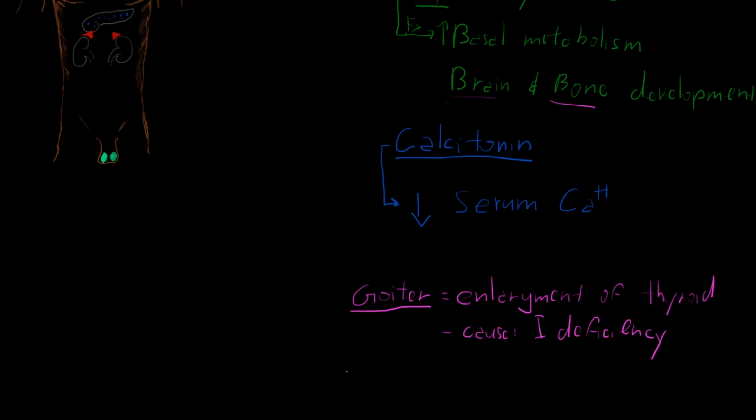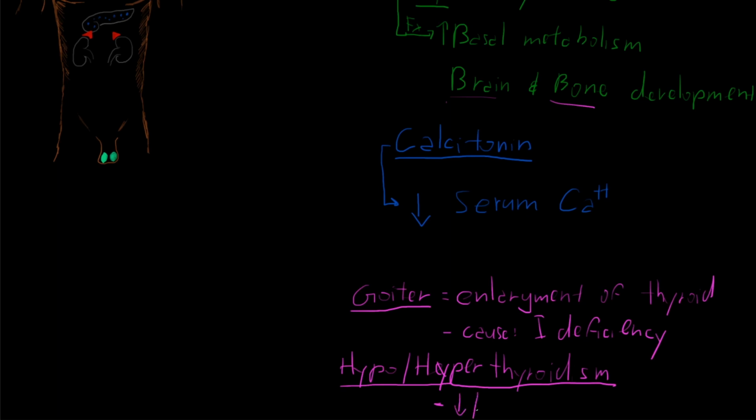Then you should have an idea what hypo and hyperthyroidism are. And this really refers to decreased or increased activity of the thyroid gland. So hypo would be decreased, hyper would be increased activity of the thyroid. And so how would that manifest?